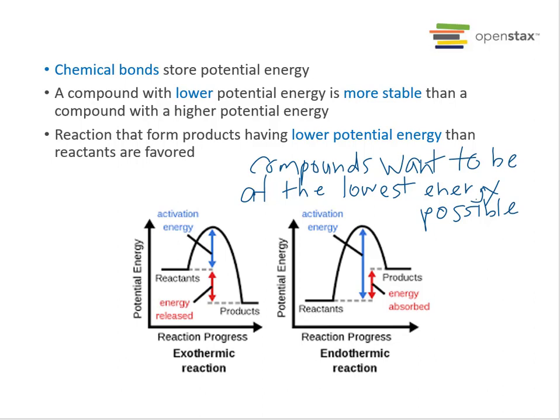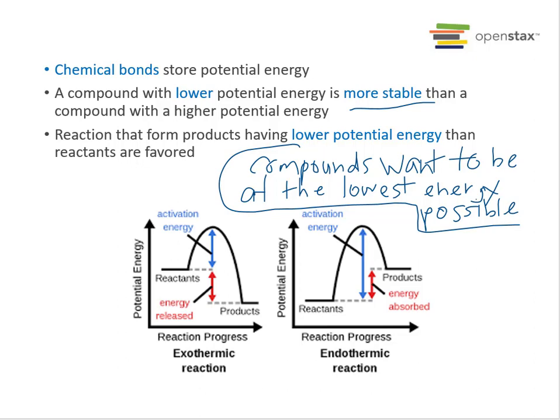So chemical bonds store potential energy. When we were talking about potential energy and kinetic energy, when we are talking about chemical bonds, that's storing energy. A compound that has lower potential energy is more stable. So compounds want to be at the lowest energy possible. Lower energy is more stable than a compound with higher potential energy. Reactions that form products having lower potential energy than reactants are favored.